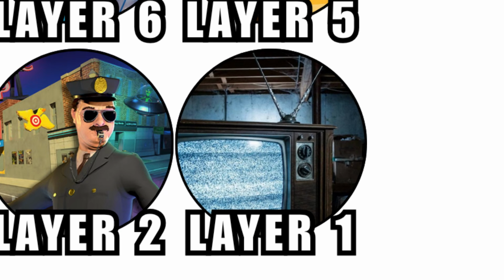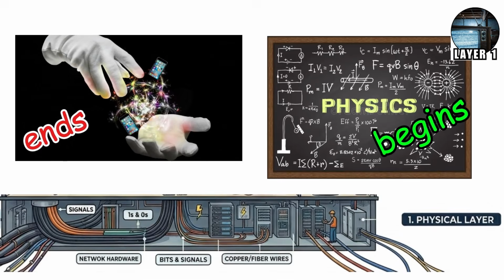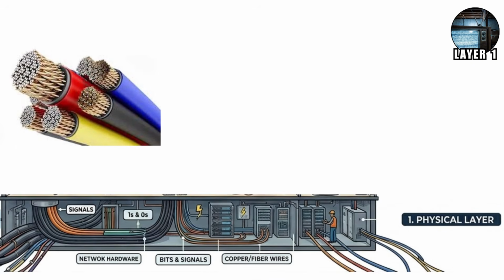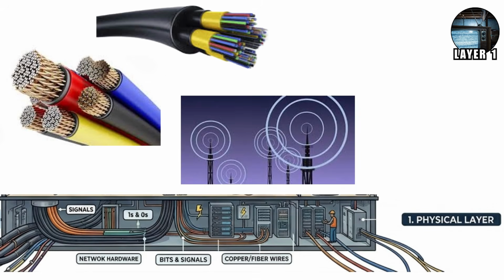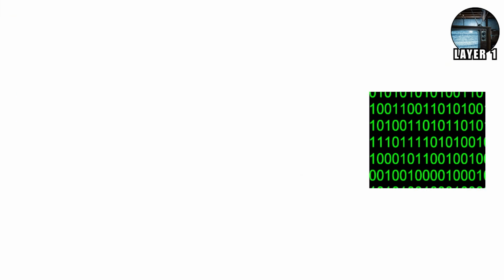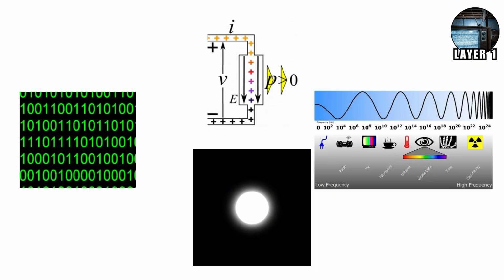Layer 1, the physical layer, the basement of reality. Finally, we reach the basement, Layer 1, the physical layer. This is where the magic ends and the physics begins. There is no logic here, only pulses. It's the cables, the fiber optics, the radio waves, and the actual copper pins. Layer 1 takes the frames and converts them into pure bits, ones and zeros. These are then sent out as electrical voltages, light pulses, or microwave frequencies.